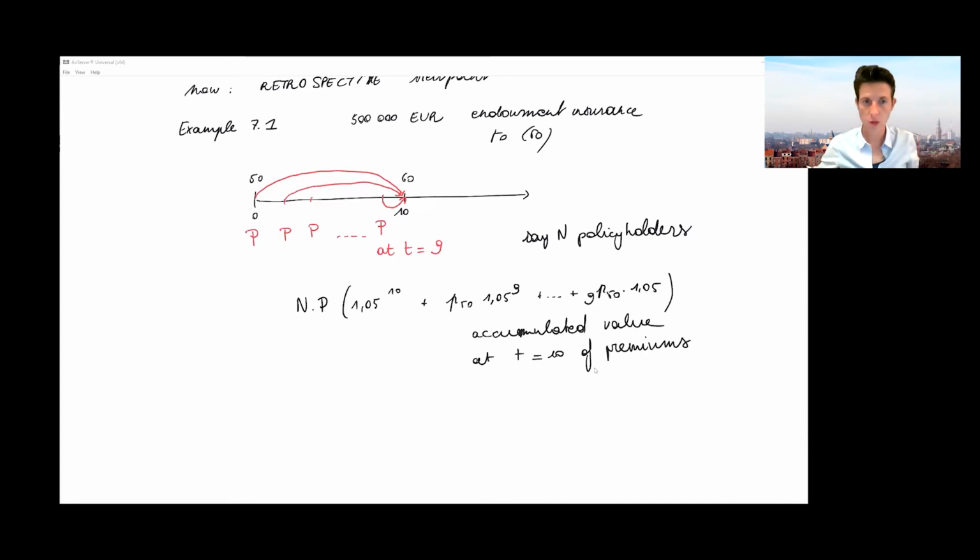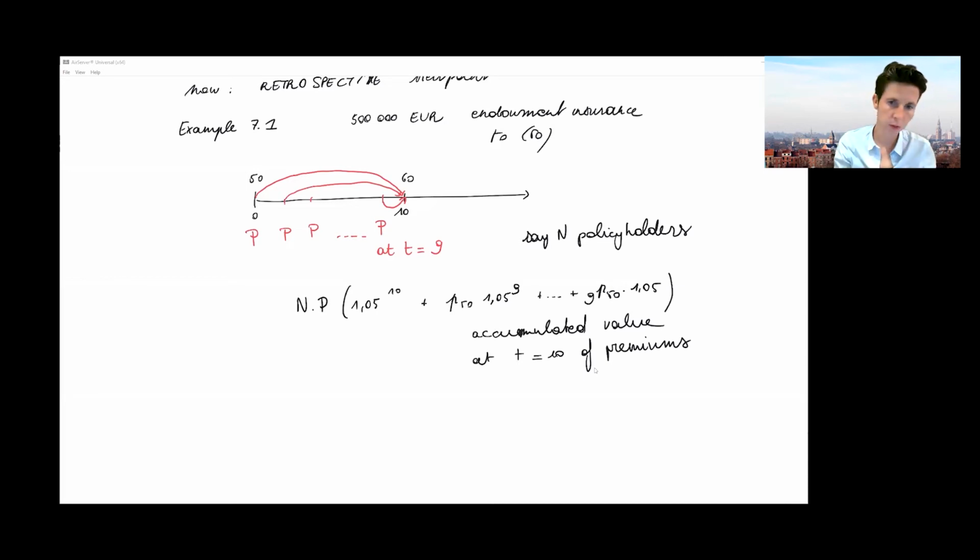Yeah, does that make sense? So I take into account that I start with n policyholders at time 0. They pay the premium P. Then I've got n times P50 policyholders expected to be alive at time 1. They pay the premium and so on and so forth. And I let that cash flow accumulate until time 10.